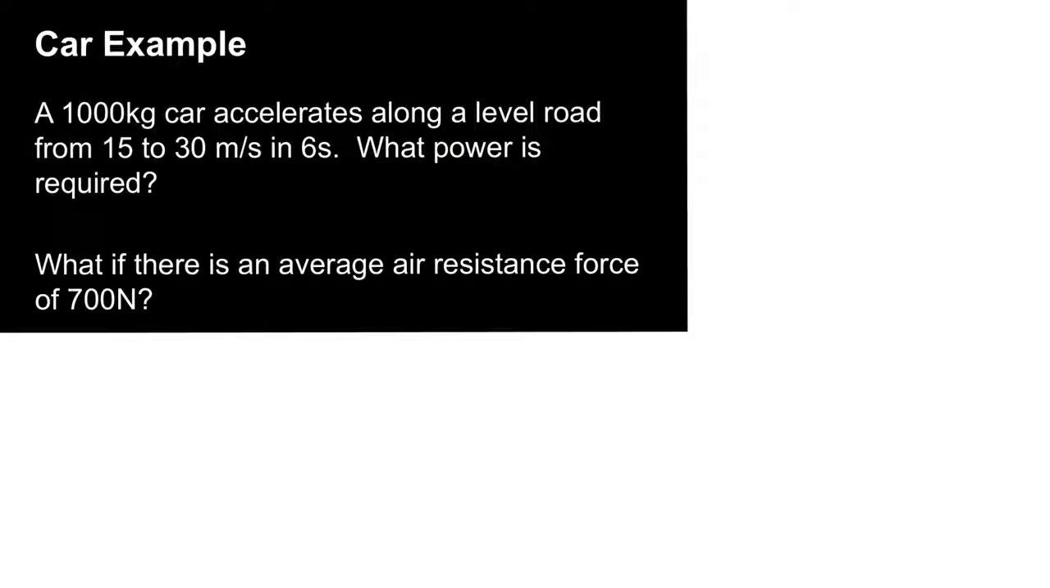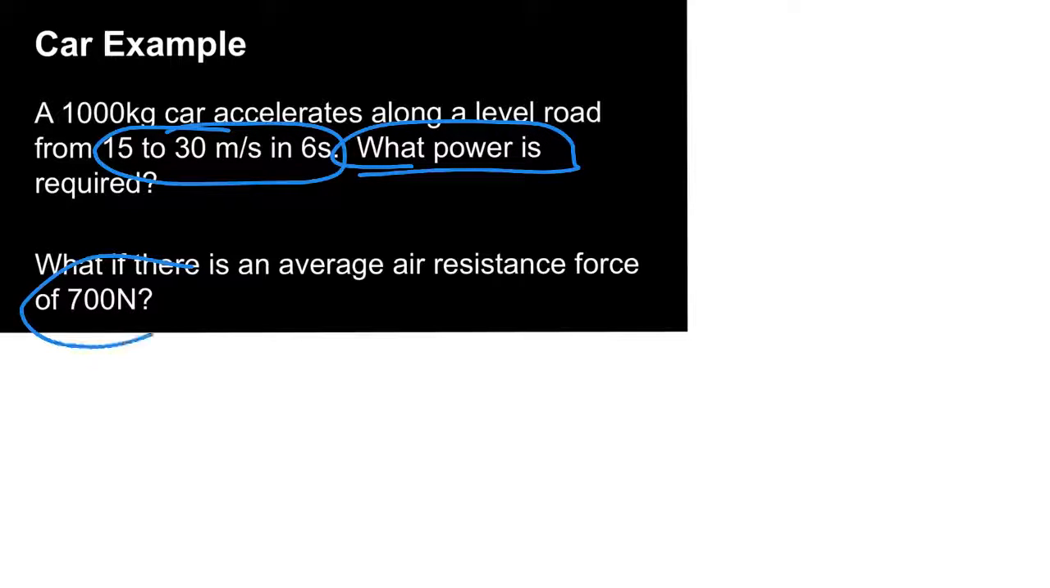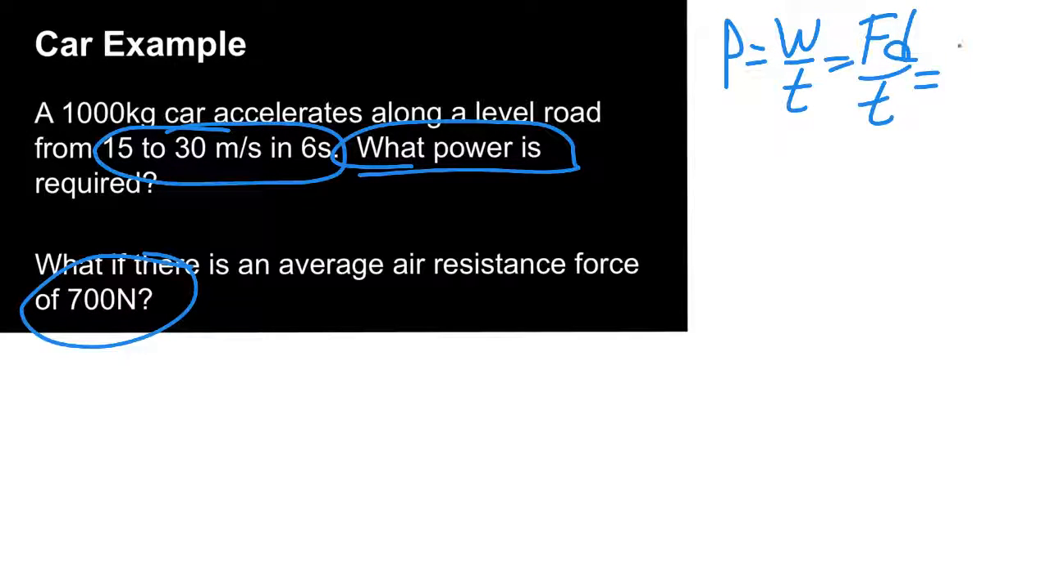So here's that same problem again, and actually it's a kind of a combination of the last two, because now we want to know what the power is while we're accelerating, but there's also an air resistance force. So just to give you a recap of how to do this, we have power equals work over time, and work is force times displacement over time, and displacement over time can be written as V, so power equals F times V.